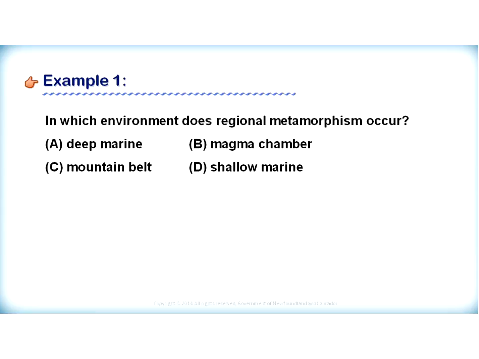Let's look at some examples. Example number 1 states, in which environment does regional metamorphism occur? By what we looked at in the previous slides, regional metamorphism occurs when we have an increase in temperature and an increase in pressure. So both heat and pressure are two conditions necessary in order for regional metamorphism to occur, and both heat and pressure are found in mountain environments. Therefore, a mountain belt would be the best answer. So in which environment would regional metamorphism occur? It occurs in mountain regions. So C would be your answer.